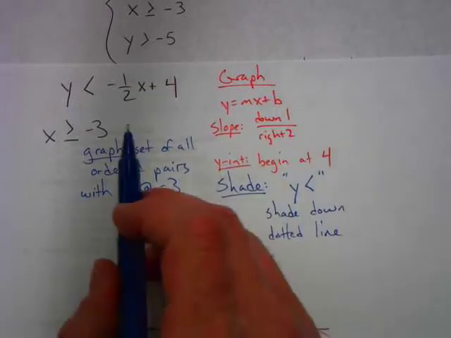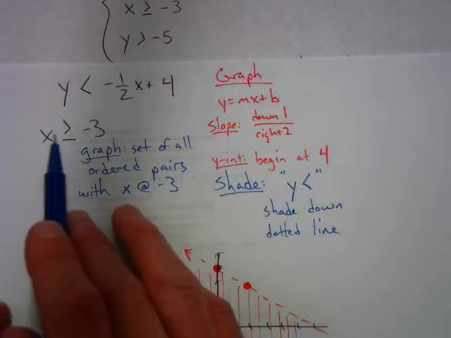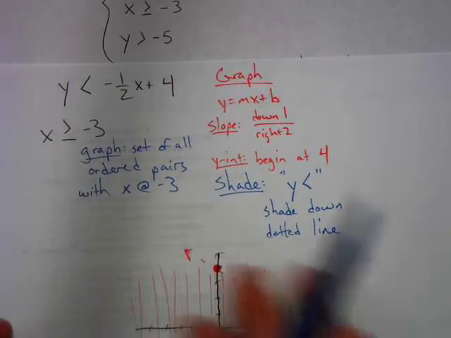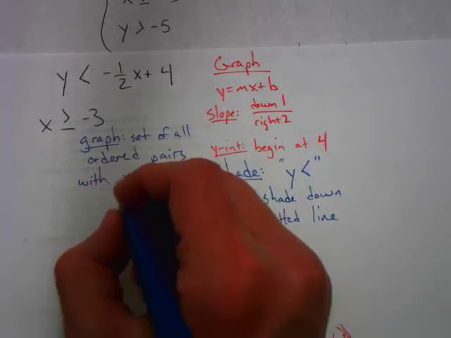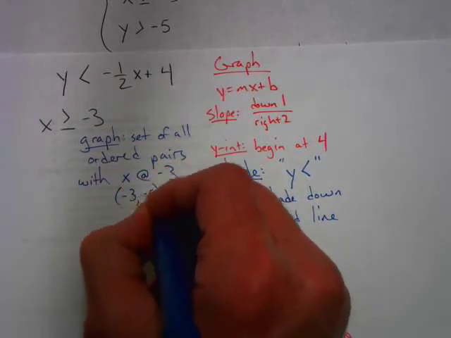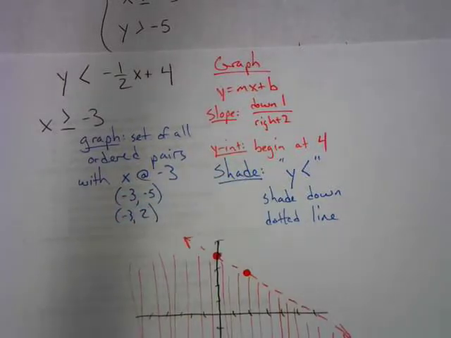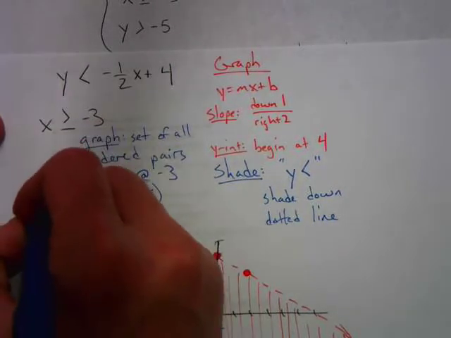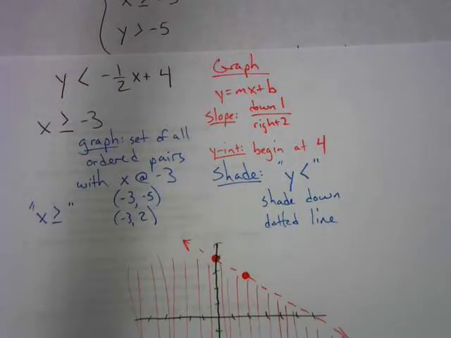Okay, so that's how we graph this. Remember, graphs are the set of all ordered pairs that make a true statement. This graph is the set of all ordered pairs that have an x of -3. So for example, we could make up stuff as long as we have an x at -3, like -3, -5, and -3, 2. Okay, so that's the example. The only trick is, what's the deal with greater than or equal to?